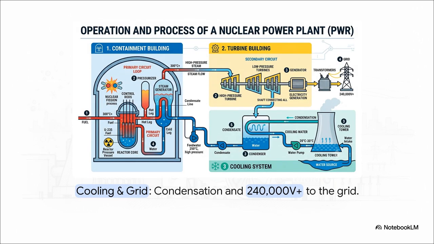And this is where it all comes together for us. That spinning turbine shaft cranks a massive generator, churning out electricity. Meanwhile, the spent steam drops down into a cooling system, condenses back into water, and loops around to do it all over again. Finally, that raw electricity gets pushed through massive transformers, stepped up to 240,000 volts, and sent roaring out across the power grid, right to your home.